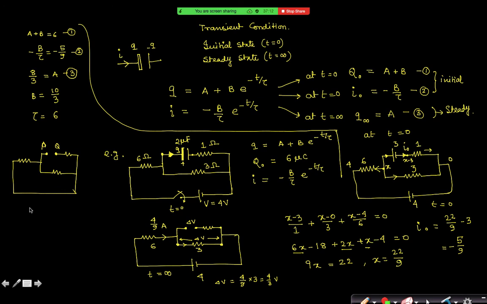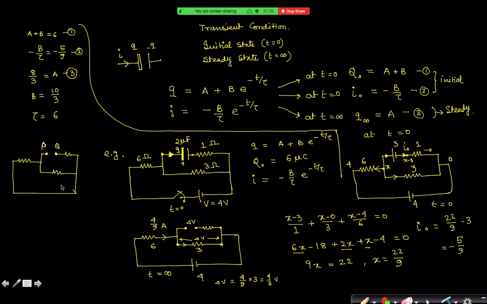Sir, I am not talking about steady state. I am talking about what is equivalent resistance. When I am finding equivalent resistance in a circuit, does it matter whether it is steady state or not?